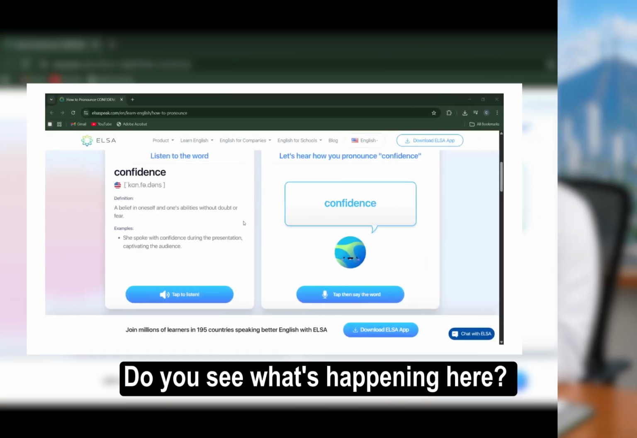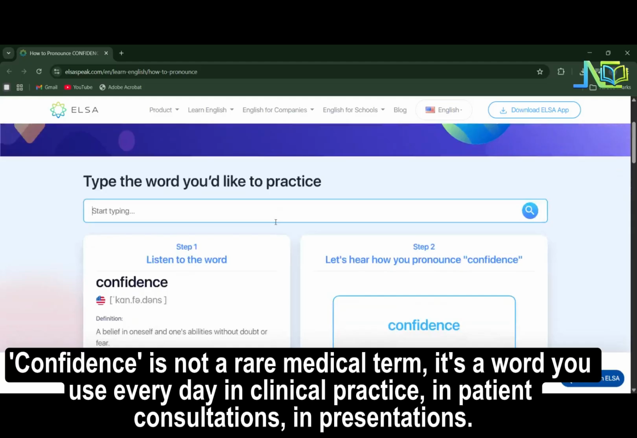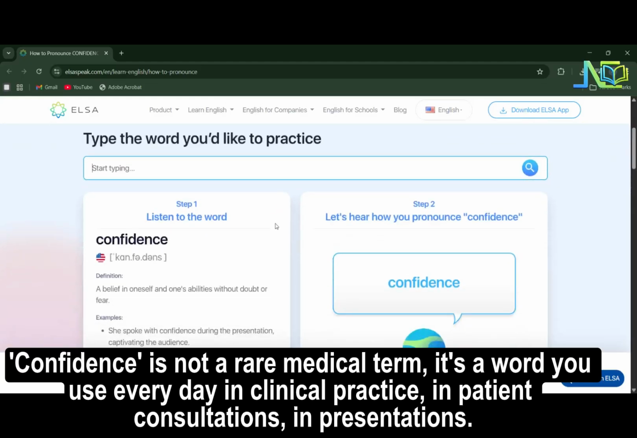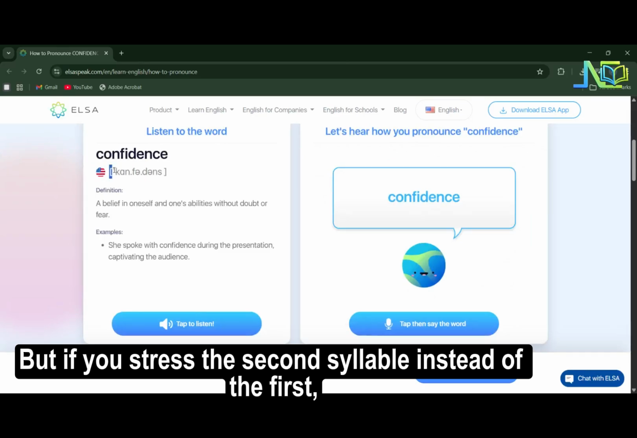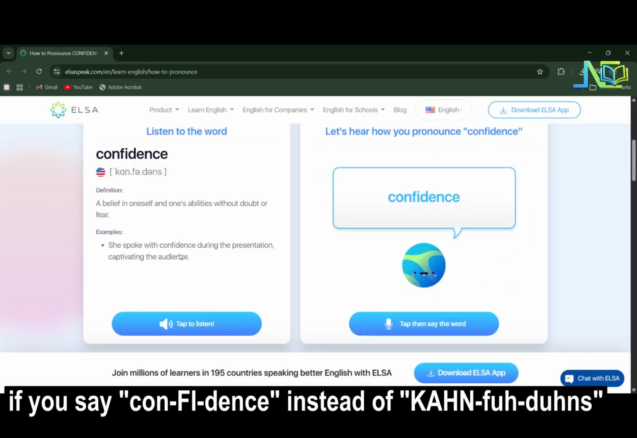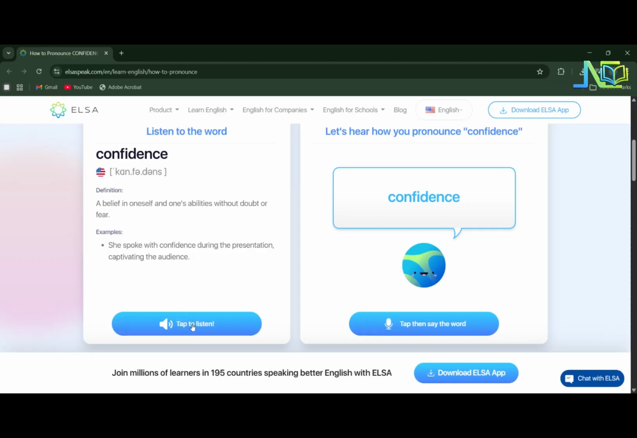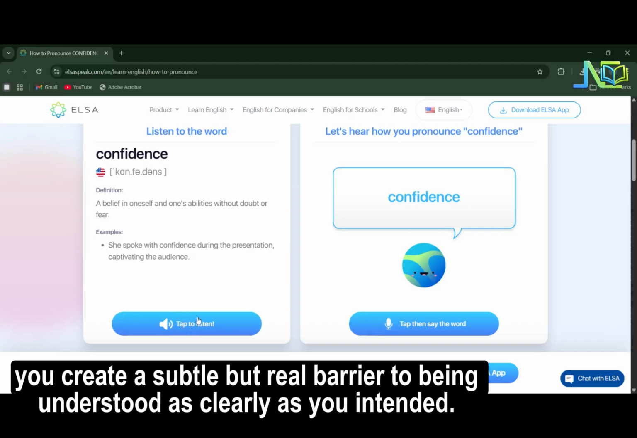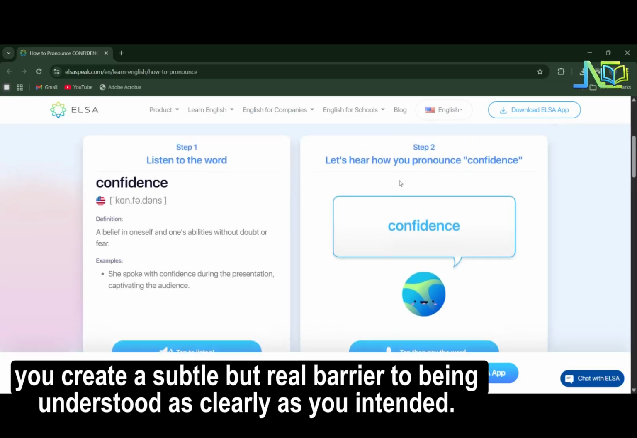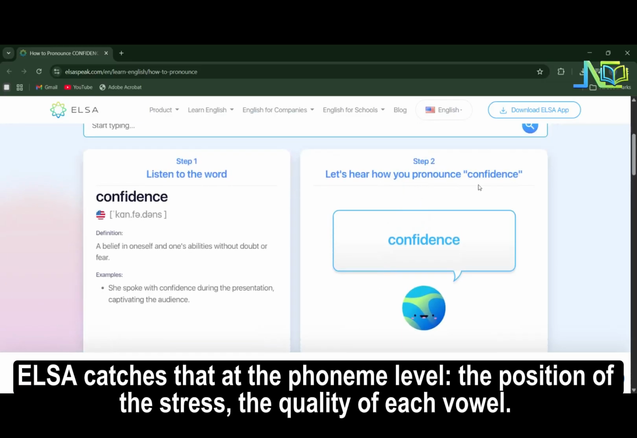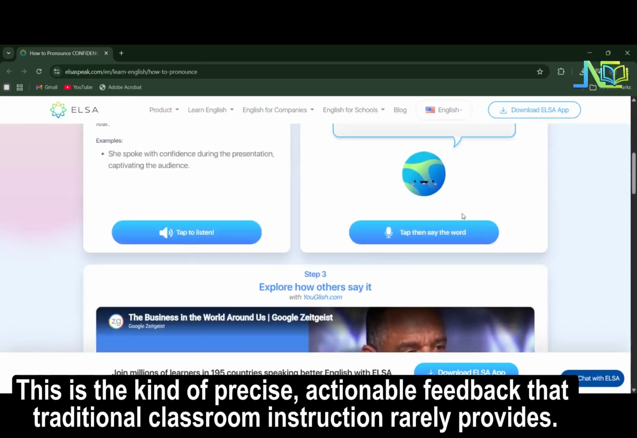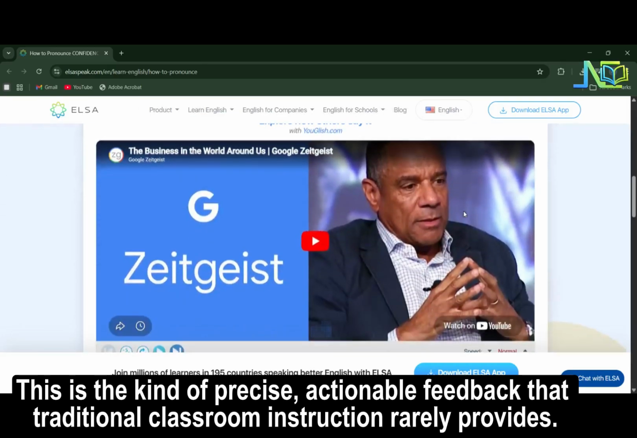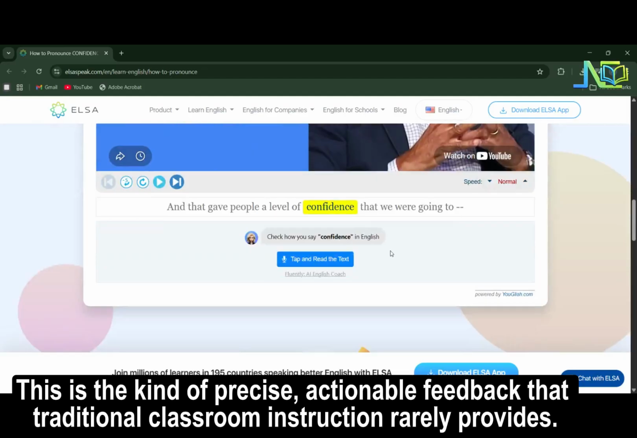Do you see what's happening here? Confidence is not a rare medical term. It's a word you use every day in clinical practice, in patient consultations, in presentations. But if you stress the second syllable instead of the first, if you say confidence instead of confidence, you create a subtle but real barrier to being understood as clearly as you intended. ELSA catches that at the phoneme level, the position of the stress, the quality of each vowel. This is the kind of precise, actionable feedback that traditional classroom instruction rarely provides.